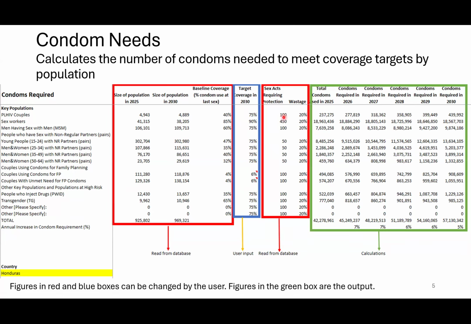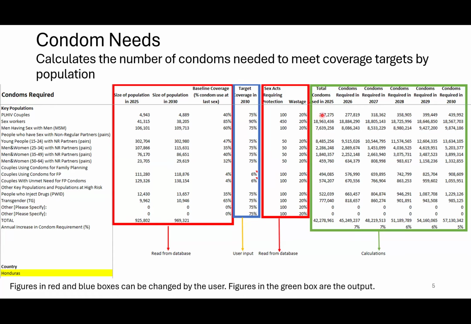For the condom tool, we have two additional inputs. One is the number of sex acts per year in each population, and the second is an estimate of wastage. So we've completed these with sort of global averages, but feel free to change them if you have more recent information for your country. And finally, the green box shows you the output. So this is the calculated number of condoms that would be required for each population group in order to achieve these targets in 2030.